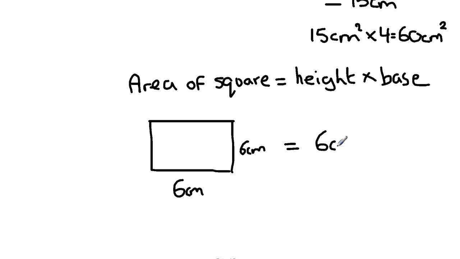6 centimeters times 6 centimeters equals 36 centimeters squared.